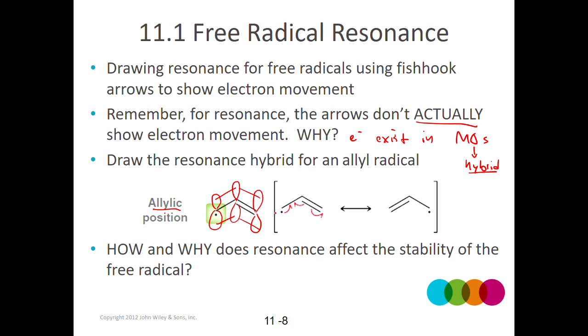So to draw the other resonance contributors, you would use the fishhook arrows to show the radical moving in and joining up with one electron from the neighboring pi bond. The other electron from the neighboring pi bond moves out here, right? So you can't do this. That would create something very unreasonable.